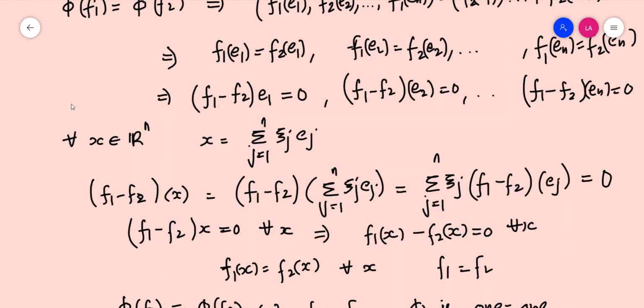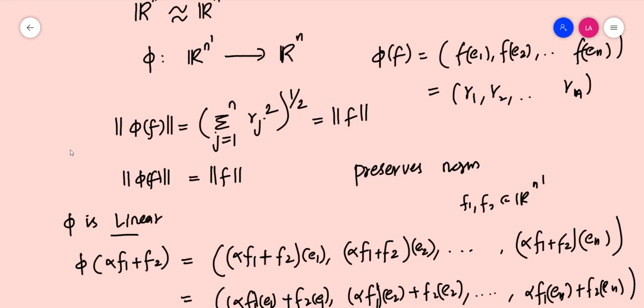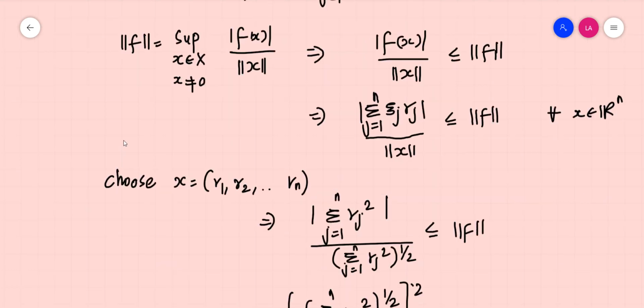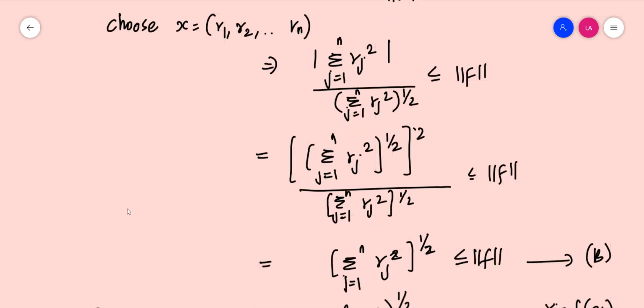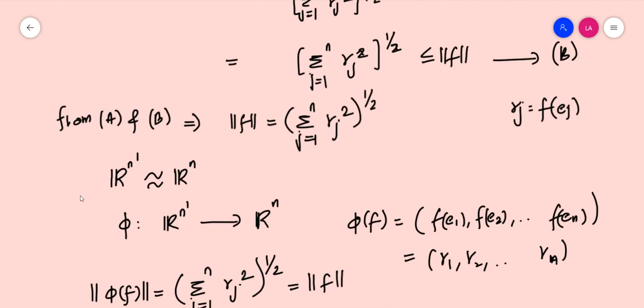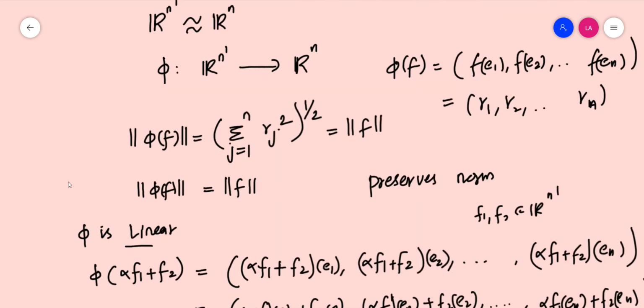So the first thing we had to do was get an idea about every linear functional which is defined on Rn. For that, we took an arbitrary standard basis of Rn, and we got an idea about norm f. We have proved that norm f is equal to summation j is equal to 1 to n gamma j the whole square, the whole raised to 1 by 2, where gamma j is actually f of ej. Then, using this, we have defined a function phi from Rn dash to Rn, defined as phi of f is equal to f of e1, f of e2, etc., f of en. Clearly, norm of phi of f is equal to norm f, and phi is linear, phi is 1 1.